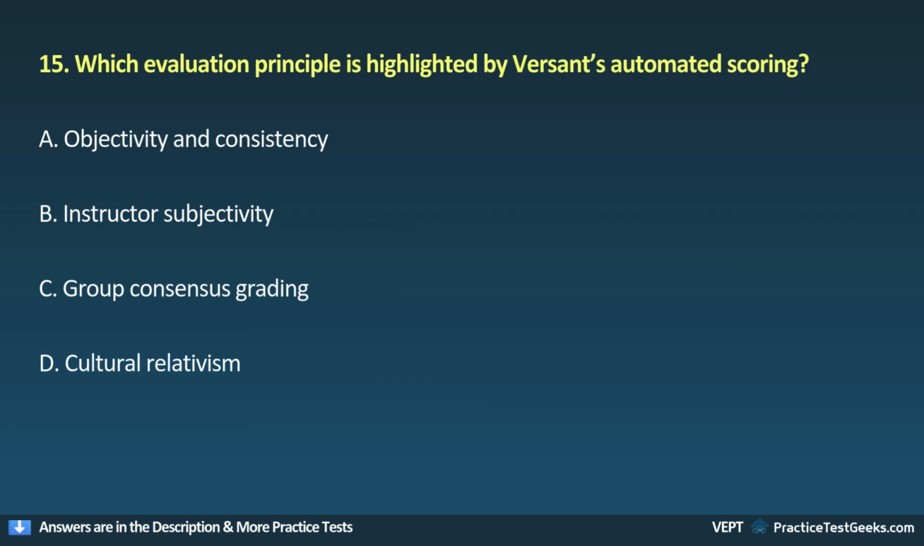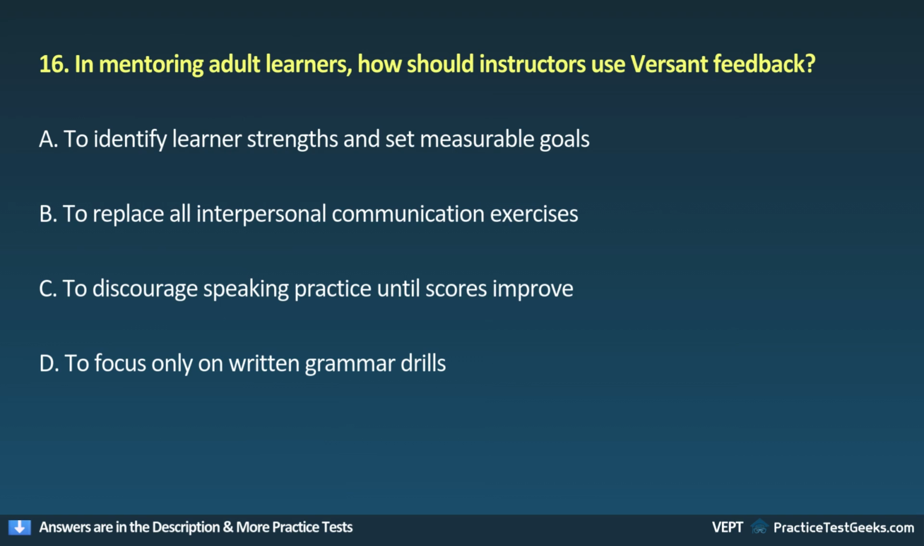15. Which evaluation principle is highlighted by Versant's automated scoring? A. Objectivity and consistency. B. Instructor subjectivity. C. Group consensus grading. D. Cultural relativism.